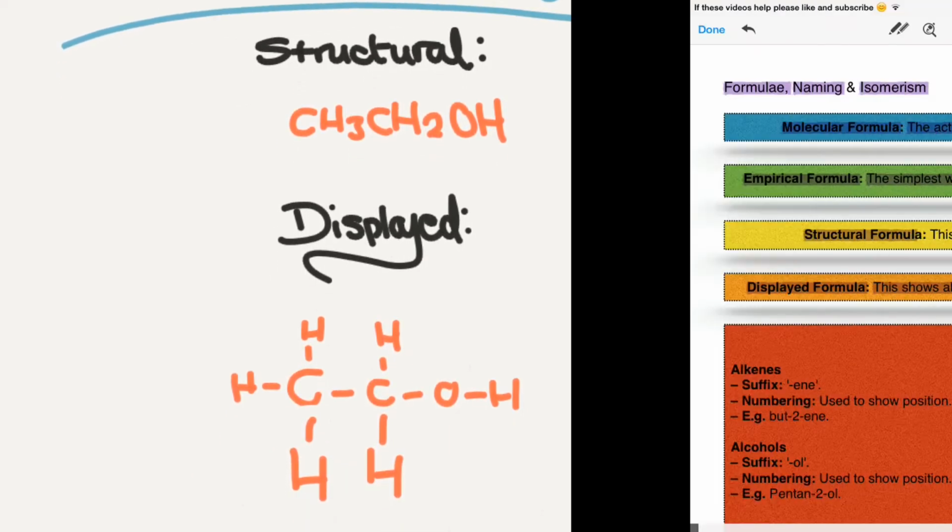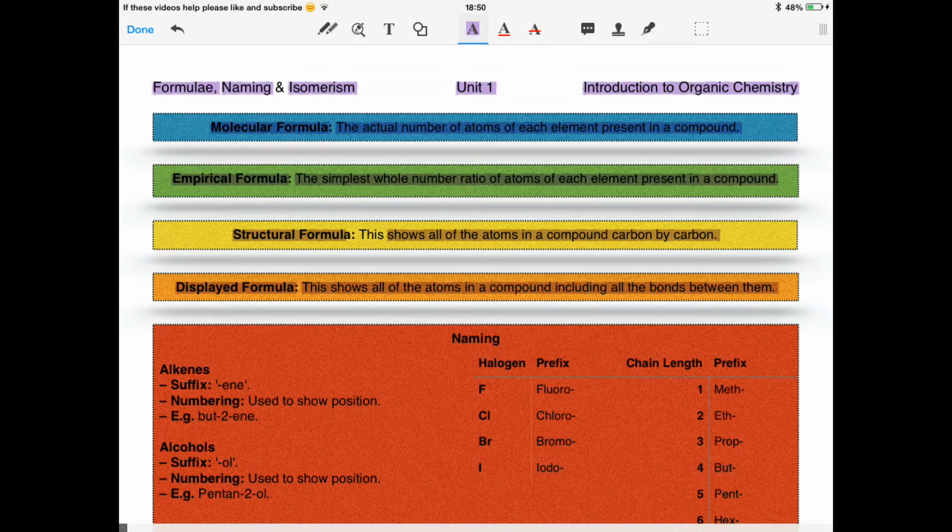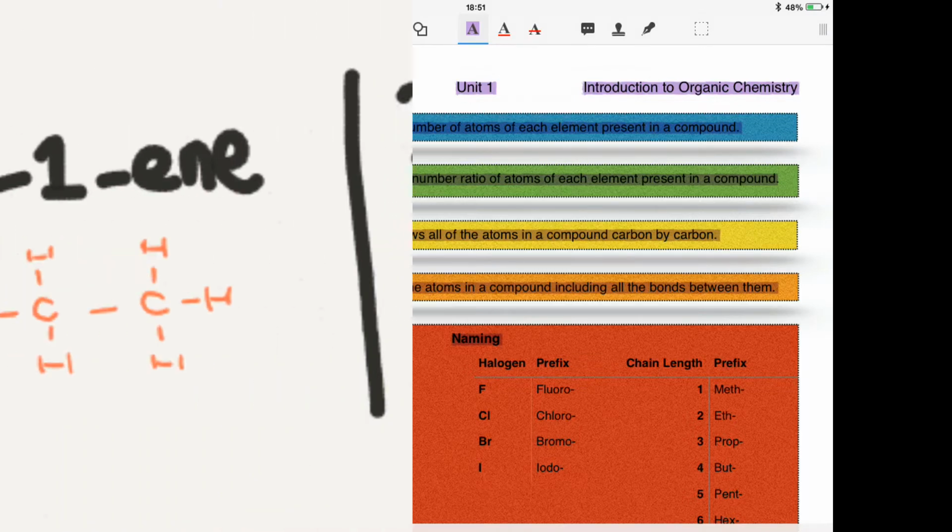Okay, so now moving on to naming. For alkenes, we use the suffix -ene. We have to number the position of the double bond, because it could have been on, say for instance, position 1 or position 2 in the chain. An example of this is but-2-ene, but you could easily have had but-1-ene, and I'll show you a picture of this hopefully on the screen right about now.